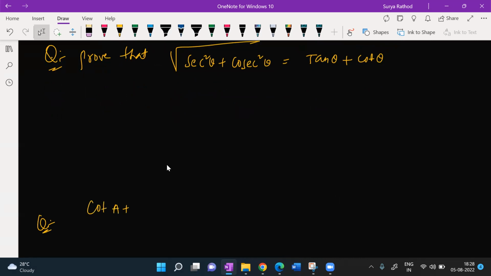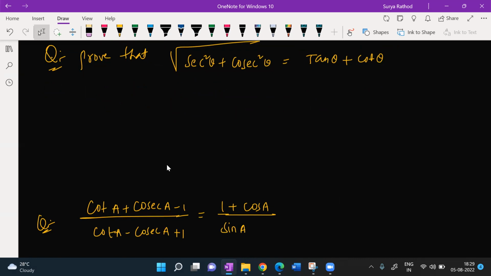(cot A + cosec A − 1) divided by (cot A − cosec A + 1) equals (1 + cos A) divided by sin A. Quick.